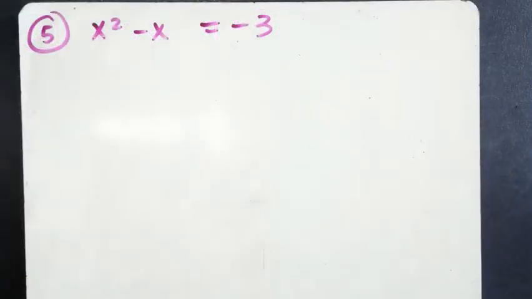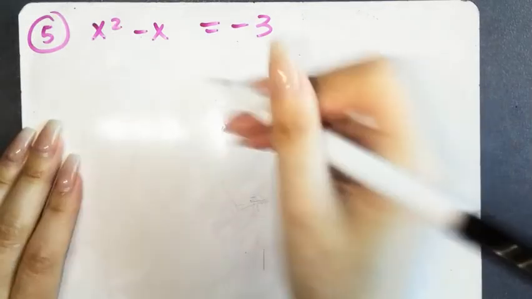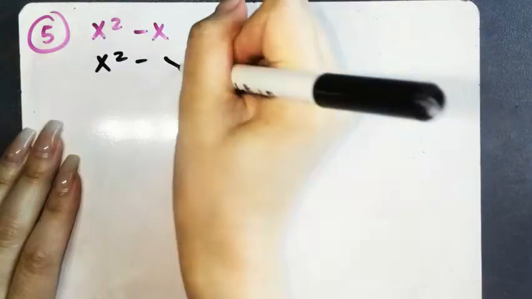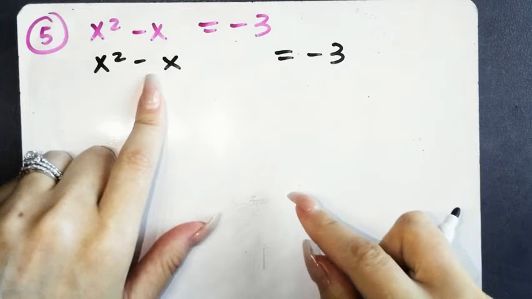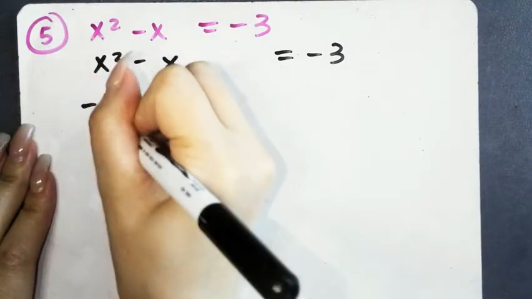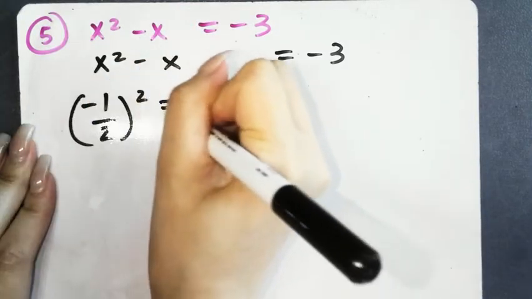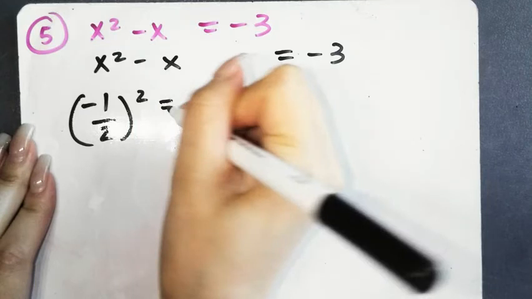For number 5, what we need to do is complete the square. Okay, so I'm going to separate a little bit more the negative 3. I'm going to take the linear coefficient, which is negative 1, divide it by 2 and square it. With this being said, I have that this is going to be 1 over 4.